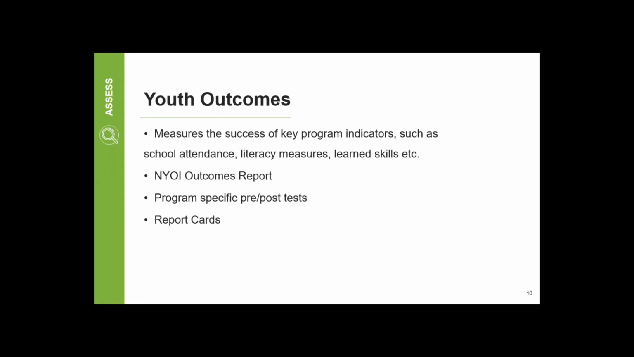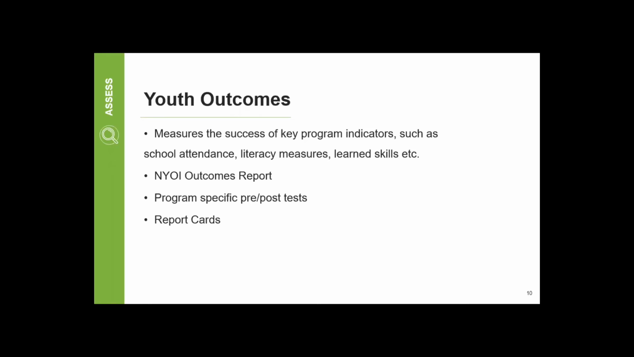But we also see clubs have this information come from a variety of sources. So we might see it in measuring pre and post tests that are program specific, like your Passport to Manhood pre-post test, your Money Matters pre-post tests. Clubs might collect report cards of young folks in their program.